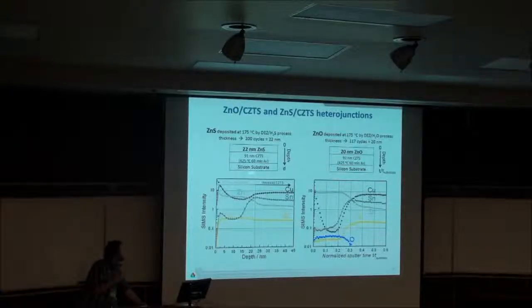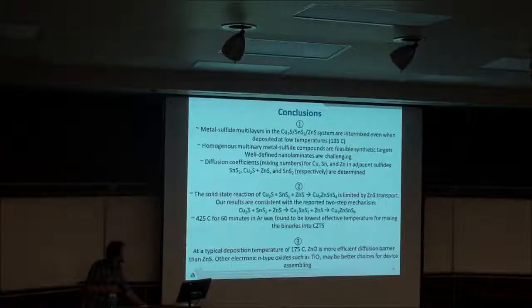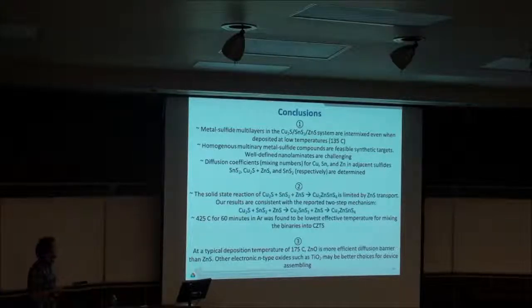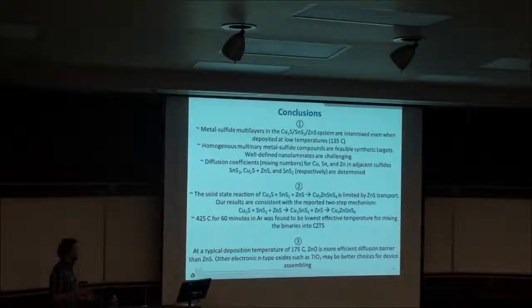So we basically grew this heterojunction and we showed that zinc sulfide is much better in terms of stopping copper, tin, and zinc penetration towards the surface. And here are our conclusions. So far, the only targets for ALD are pre-mixed metal sulfide binaries, and the only target is then to anneal them to get pure CCTS material. We also showed this two-step solid state reaction, and we showed that zinc sulfide is much better in terms of creating a heterojunction for device applications, and probably titanium oxide would be better, but we never tried it.